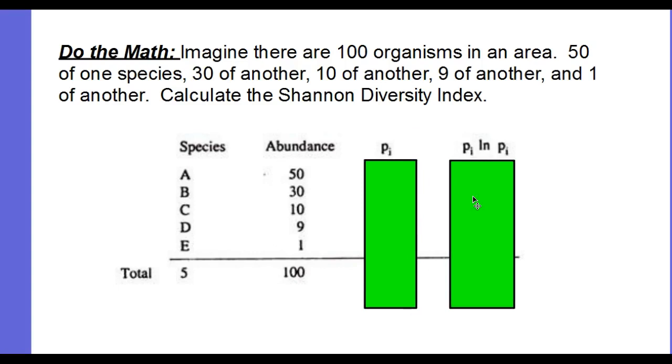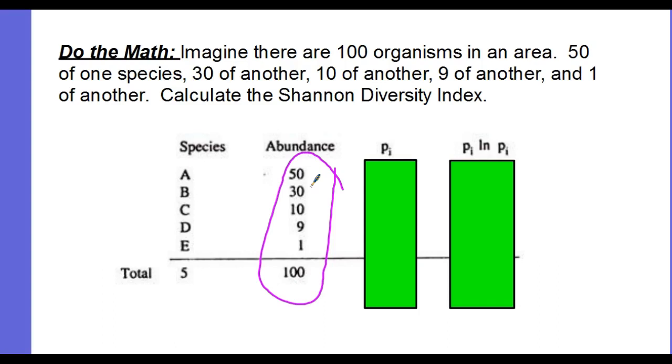All right. So it says, imagine there are 100 organisms in an area. You have this example on your sheet. 50 of one species, 30 of another, 10 of another, 9 of another, and 1 of another. Calculate the diversity. So what I need you to do is first copy down the abundance on your sheet. So write down 50, 30, 10, 9, and 1. Now, they made it nice and easy. They add up to 100.